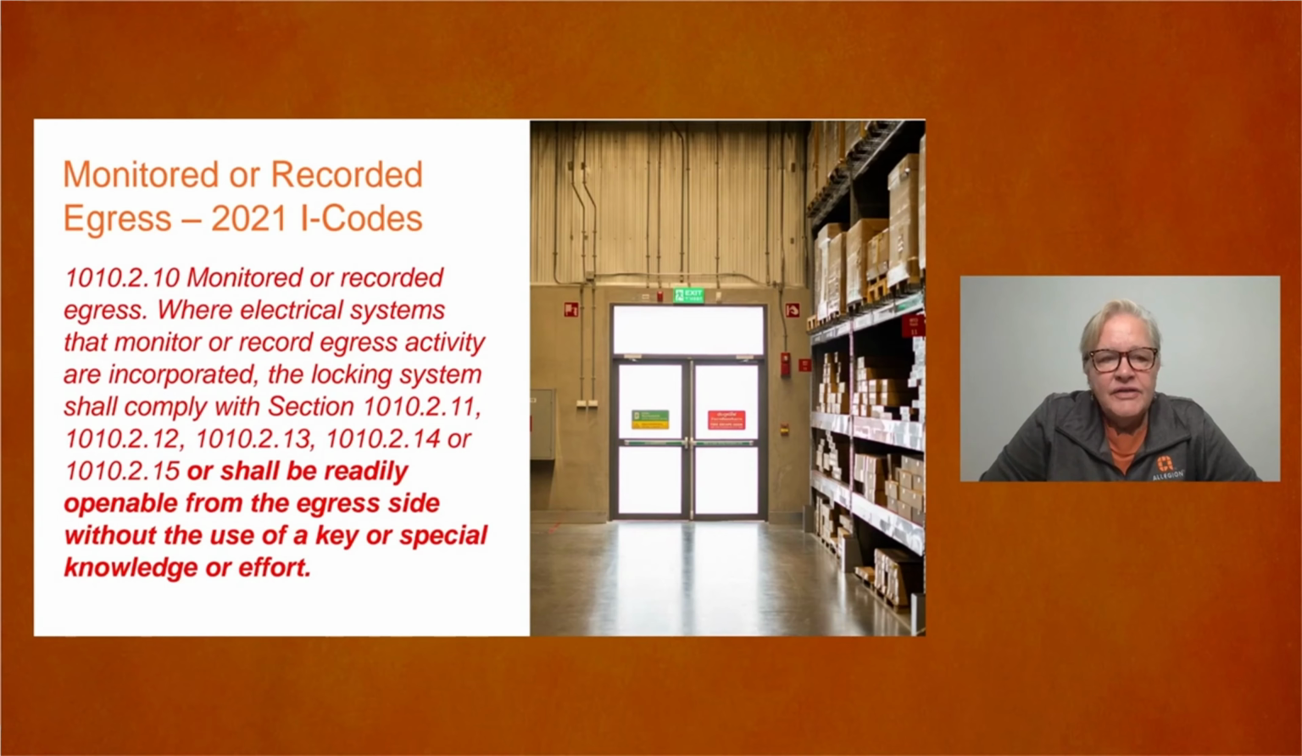And it says, these doors can either comply with one of the special locking arrangements sections, which are those numbers that you see there, or they have to be readily openable from the egress side without the use of a key or special knowledge or effort. So hopefully that sounds familiar to some of you. If it sounds familiar, it's because this is the requirement for mechanical locking hardware. It has to be readily openable from the egress side.